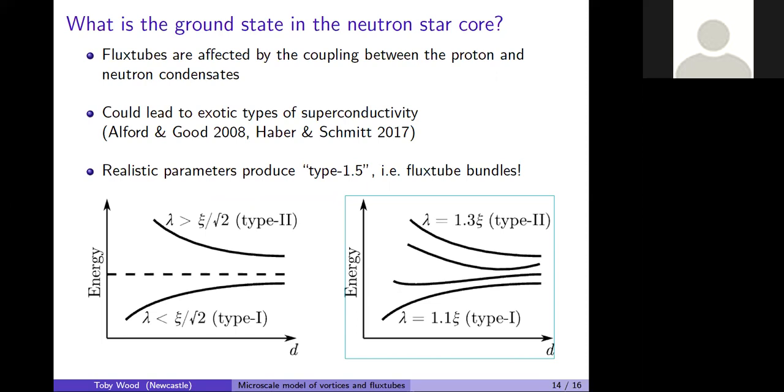The other point is you do indeed get type 1.5 superconductivity, which means that on large length scales, flux tubes attract each other, and on short length scales, they repel each other. So there's a minimum at some finite separation distance. Vanessa mentioned this towards the end of her talk yesterday, and it means that you can get domains of flux tubes. So you get a patch of flux tubes here and a patch over there, but none in between.